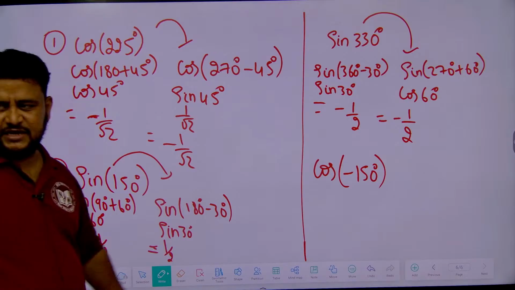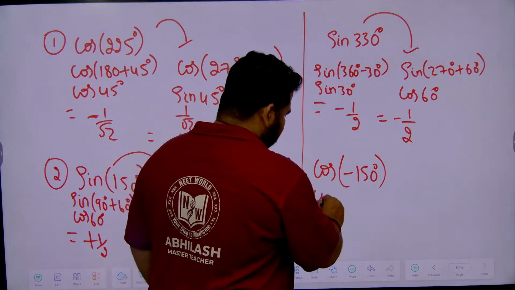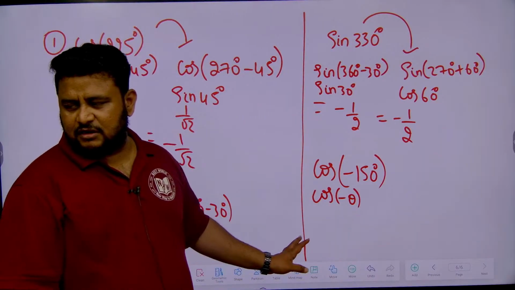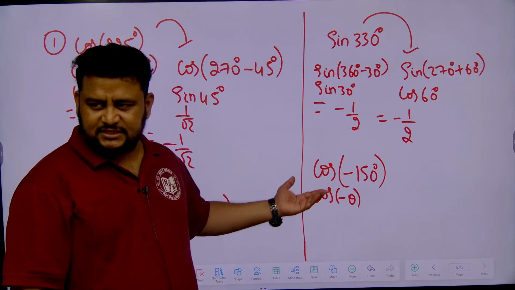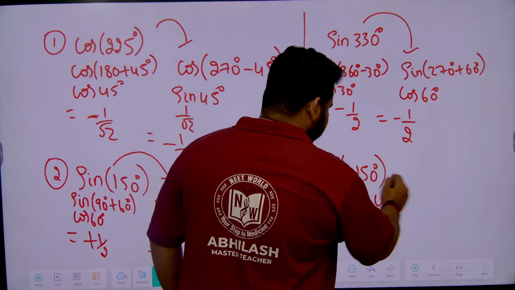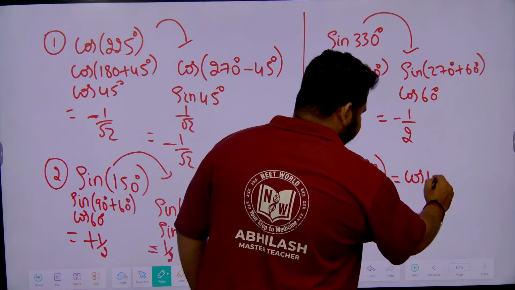So see here, first we are having what? It is in the form of cos of minus theta. Cos of minus theta means, listen, it is nothing but cos theta. So you will get cos theta. So cos of minus 150, I can write it as cos 150 degree.